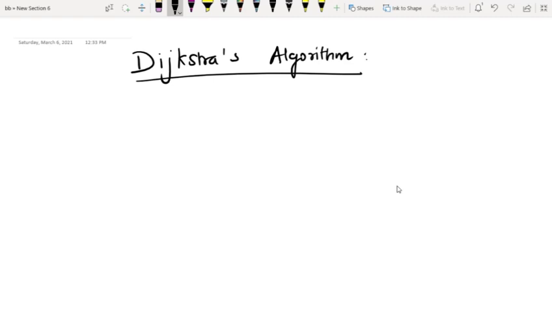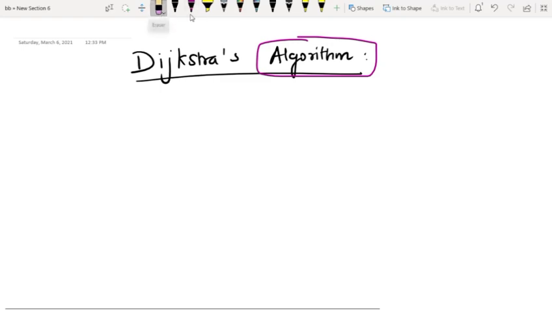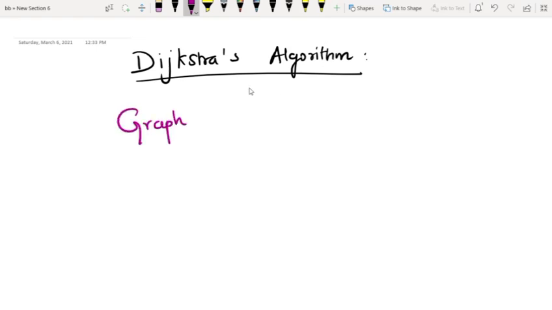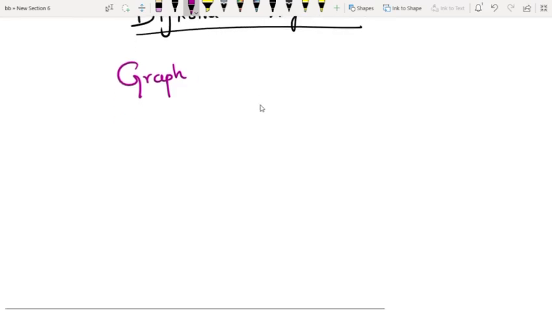Like your linear search or binary search, which solves the problem of searching an element in the array data structure, right? You know that an algorithm always exists to solve a particular problem, to provide an optimized solution to a problem, right? That exists in the data structures. So there is a problem which exists in the graph data structure, and for that problem Dijkstra's algorithm will provide an optimized solution, right?